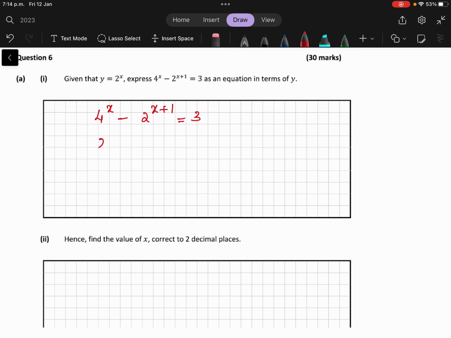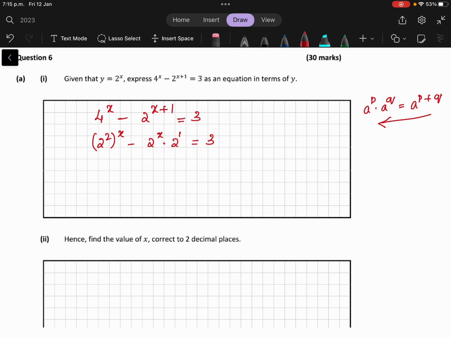Now 4 I can write as 2 to the power of 2, to the power of x, minus 2 to the power of x plus 1, which can be written as 2 to the power of x times 2 to the power of 1, equal to 3. What is the formula? a to the power of p times a to the power of q is equal to a to the power of p plus q. But here it is the opposite. This is in the formula book, so these things can be easily done using the formula book reference. Here it is the other way around, that is why I split it like this.